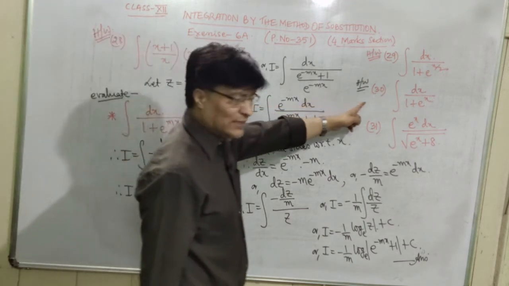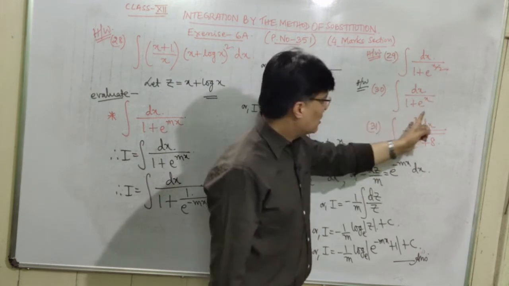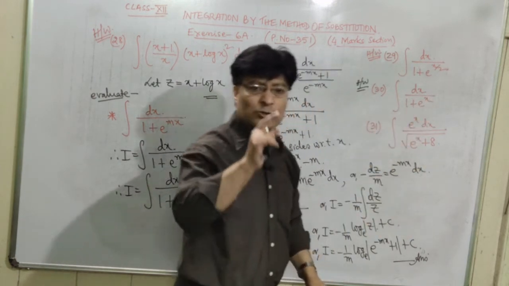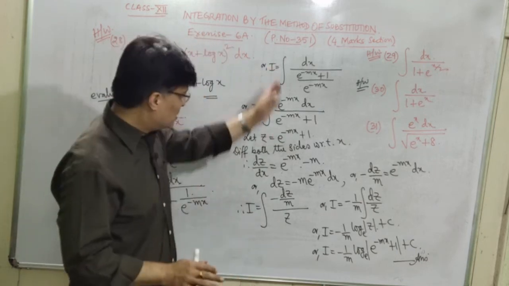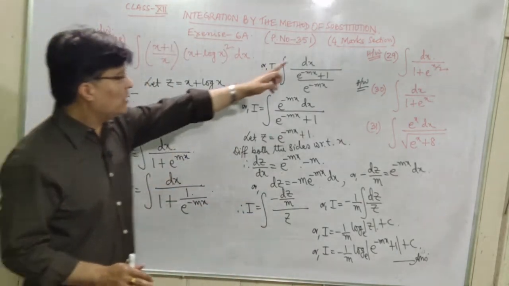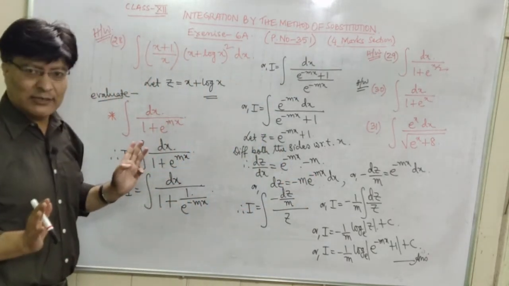Similarly, you can do number 30, integral of dx divided by 1 plus e to the power x. Here also, write e to the power x as 1 upon e to the power minus x, simplify it, and then use this method. So these two are your homework. You can use this method. Is that clear to all of you?